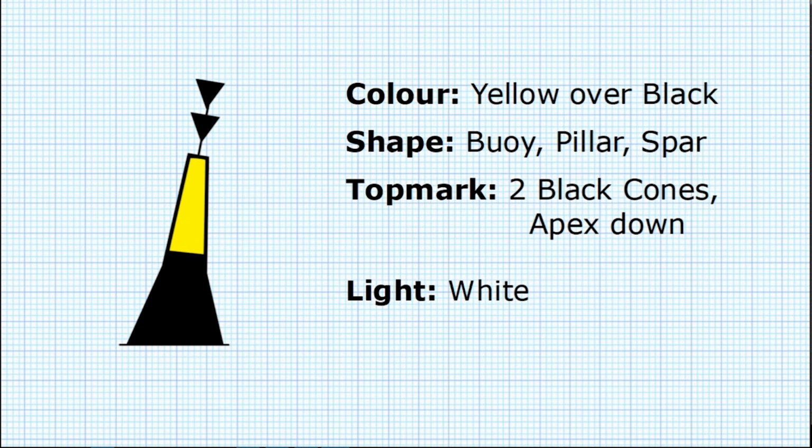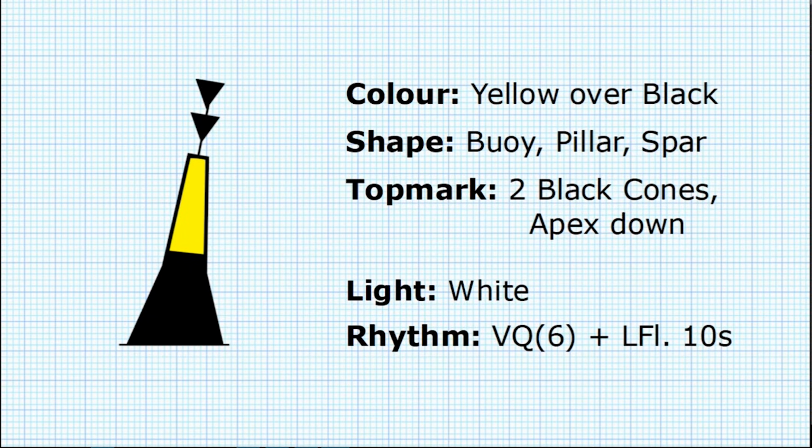Light, again, is going to be a white light, same as all cardinals, and the rhythm is going to be flashing 6 times, and then there's going to be a long flash. If those flashes are very quick, the period is 10 seconds. If they're quick, the whole period is 15 seconds.